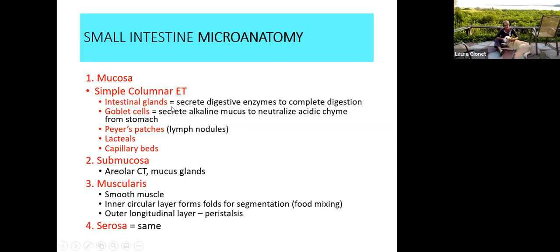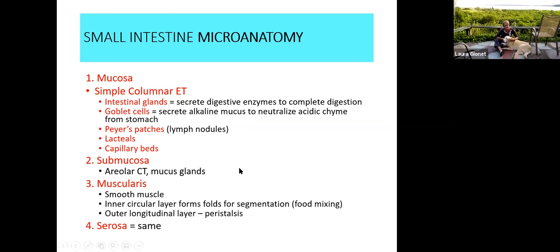Okay. So the intestinal glands secrete digestive enzymes to complete digestion. Goblet cells secrete alkaline mucus to neutralize the acidic chyme from the stomach. We are going to line the entire system with mucus so that we don't burn holes through the walls, because these secretions can be very acidic, or the food can be very acidic. But remember, it's also a first line of defense for pathogens.